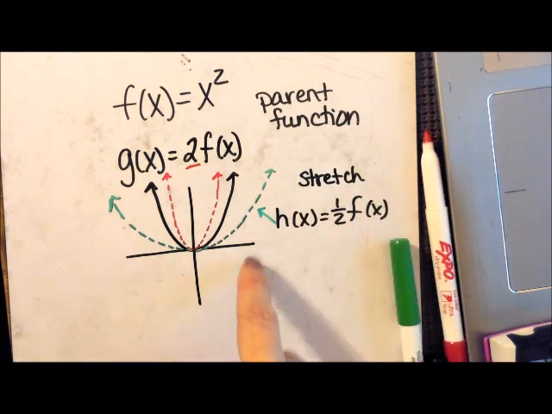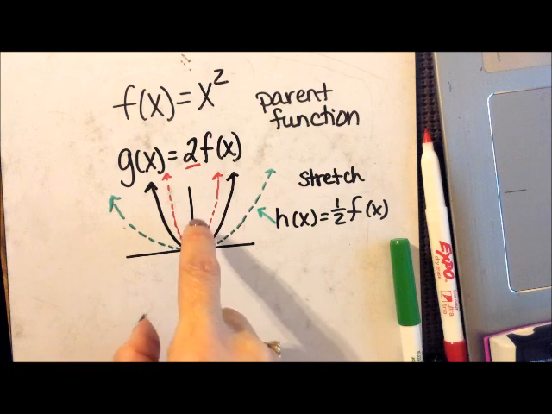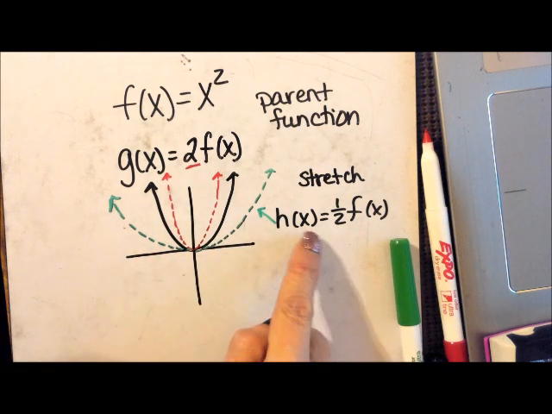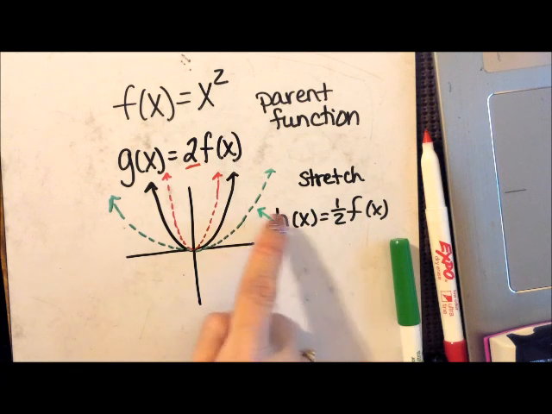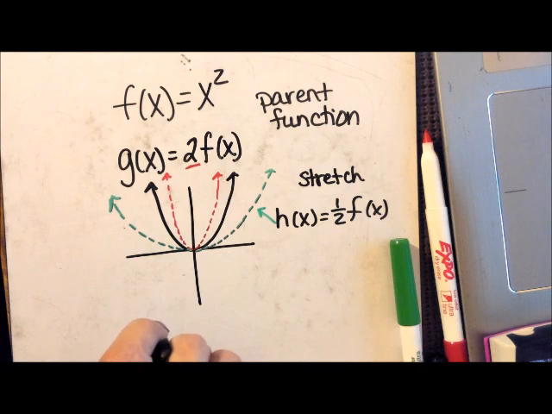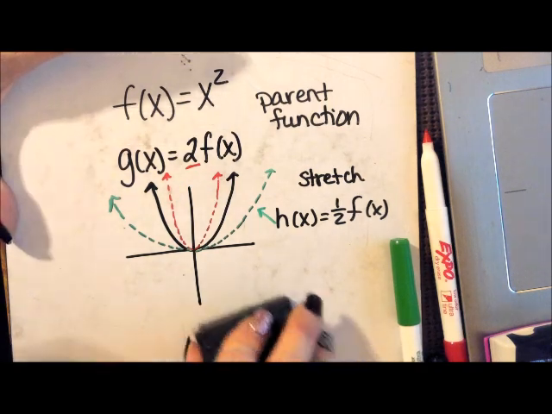So if I were to graph these or ask you questions about a graph, and I said, which one of these models 1/2 f of x? Well, you would say, oh, the green one. Which one models 2f of x? It would be the red one. Okay, so that's just kind of, in a nutshell, transformations when you're just looking at them.